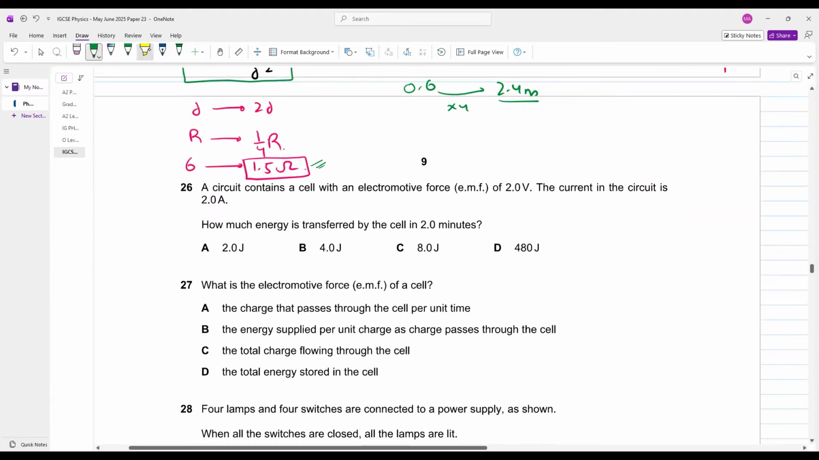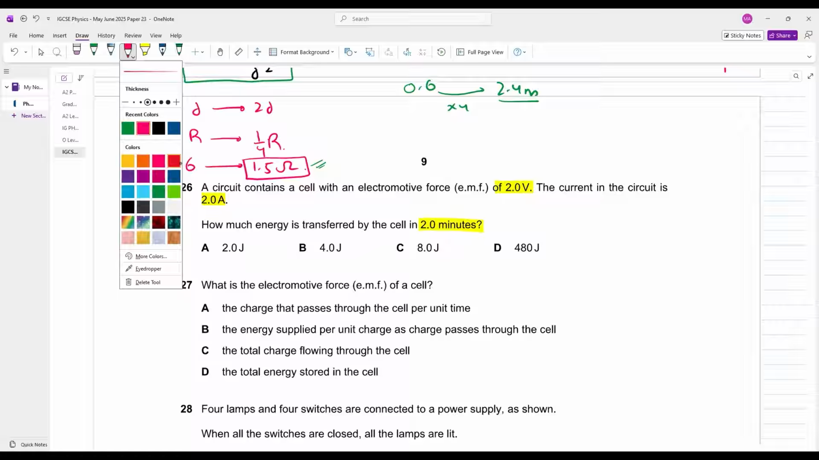Let's see this. A circuit contains a cell with an electromotive force of 2. The current is this. How much energy is transferred in the cell in 2 minutes? आपने एनर्जी निकालनी है in 2 minutes. How will you do that? Very very easy. क्या होगी एनर्जी, कोई बताना चाहेगा?